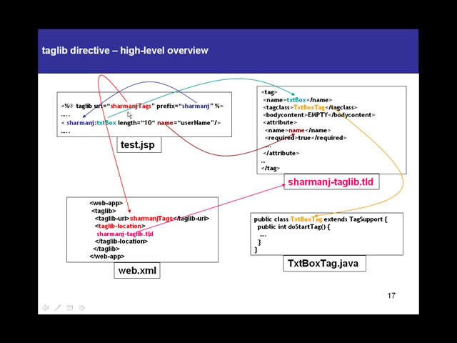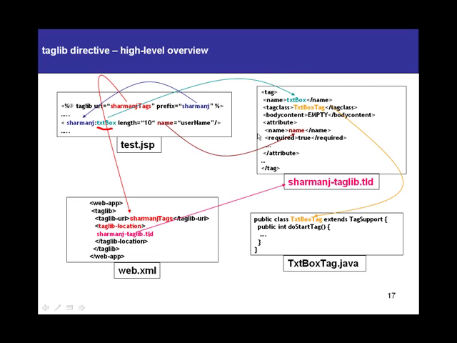So I said that I'm using the Sharman's tags taglib, right? And prefix can be anything. So whatever I put in prefix, I should use that prefix when I'm using certain features from the taglib, right? So when I say prefix is Sharman's, I'm using this Sharman's as a prefix for every element where I want to use the taglib. And I say Sharman's colon text box. So here I am trying to use this text box.